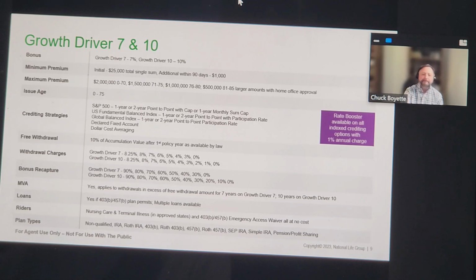And you can see free withdrawals again. We allow up to 10% after year 1 to be withdrawn without a penalty. And you can see the schedule here for the 7 and the 10. The 7 has a 7-year surrender. 10 is a 9-year surrender period. It's a 10-year annuity.